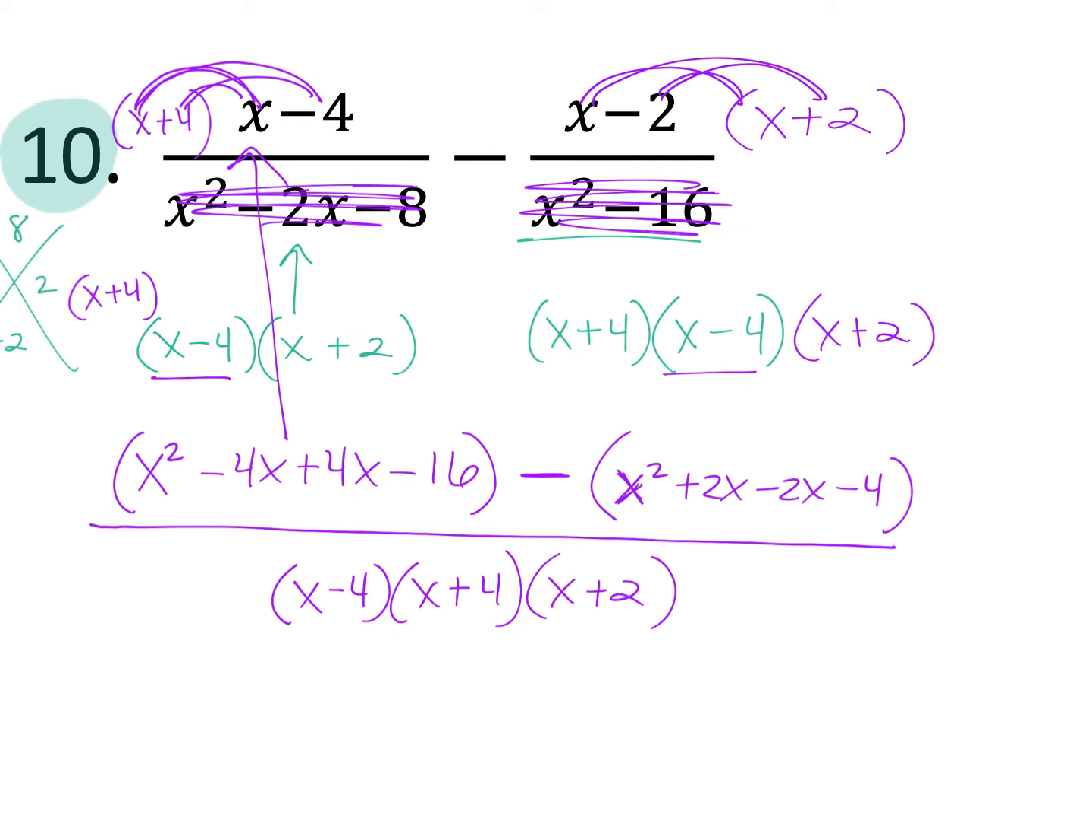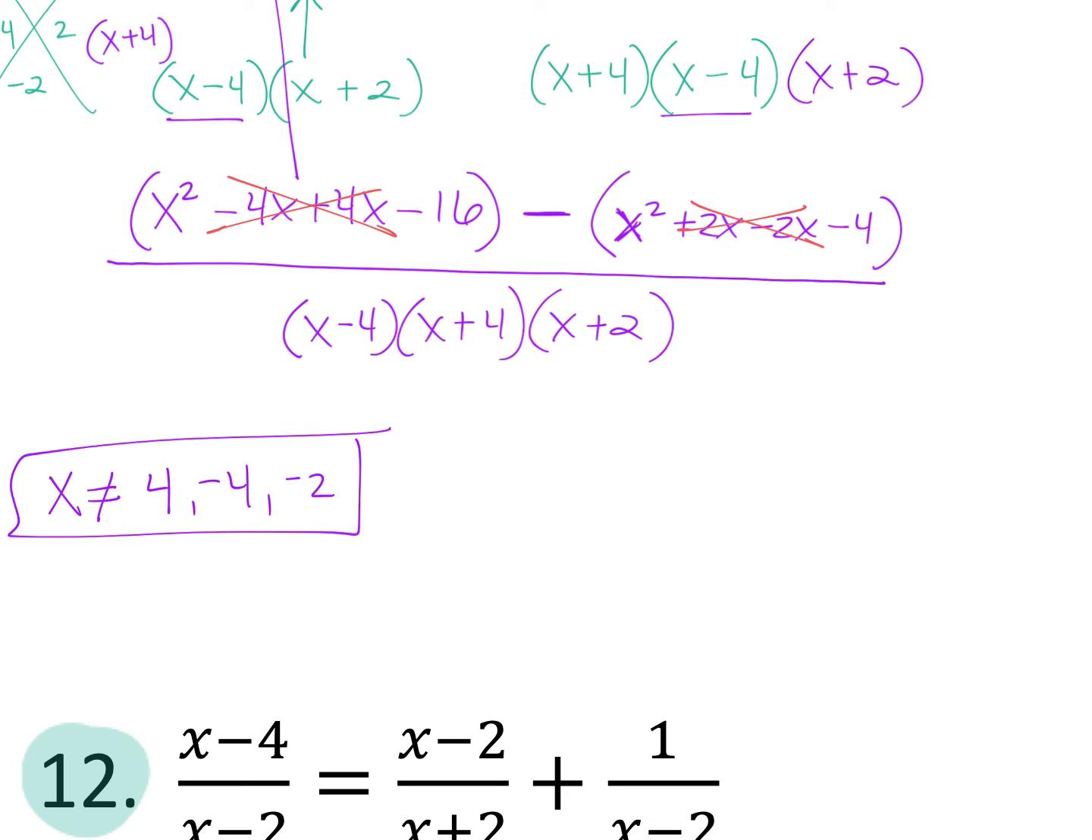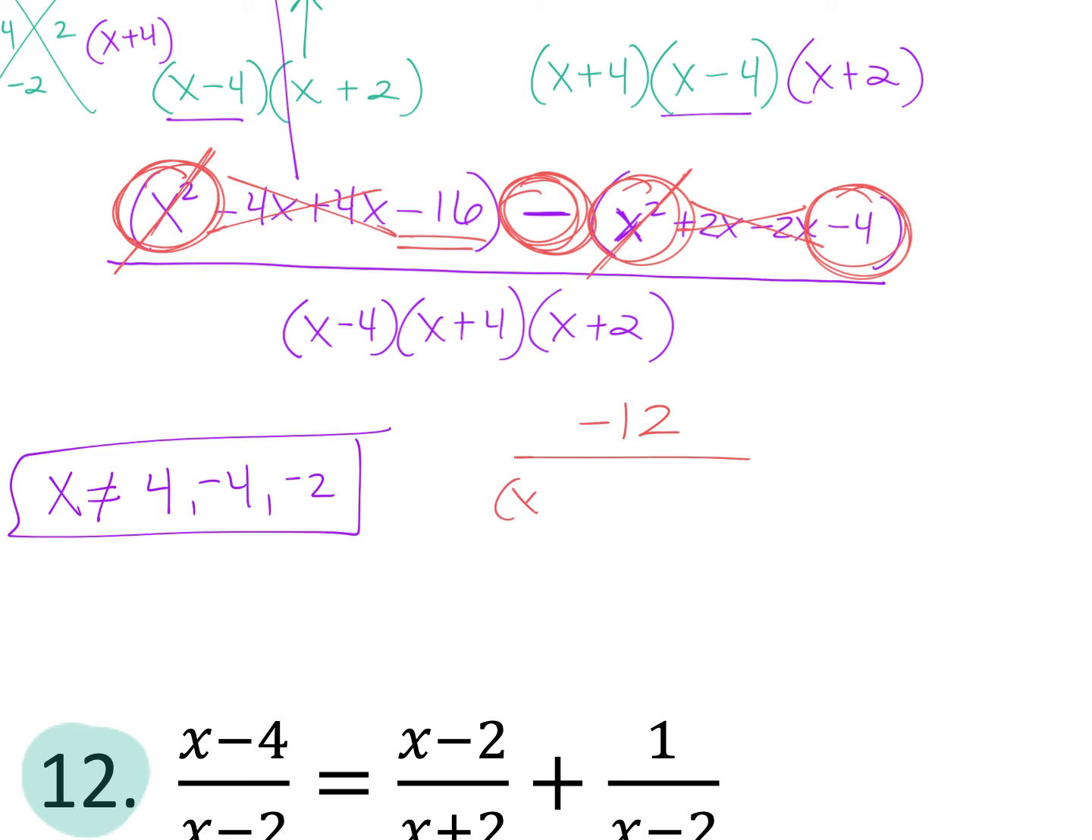What are your restrictions here? Yeah, 4, and negative 2 can't happen, right? But now simplify this. This is 0. This is 0. So it's x squared minus x squared. That goes away, right? That would be 0. And then it's negative 16 minus a negative 4. So negative 16 plus 4 is going to be a negative 12. And it's over x minus 4, x plus 4, x plus 2.